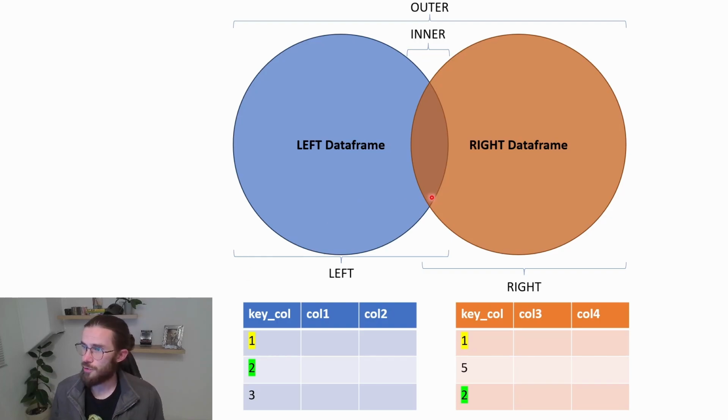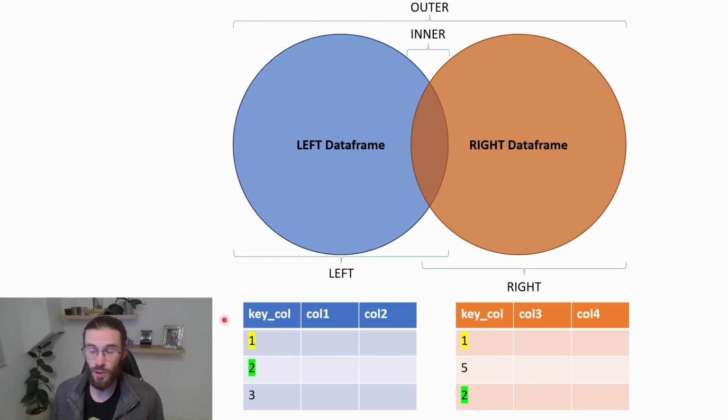As I was going through this picture, I mentioned the concept of keys, and this is how we determine what is or what is not a match in our two data frames. To show you this practically, at the bottom on the left hand side I have our left data frame, and on the right hand side our right data, and I have this column called key col in both of the data frames. Now, we determine matches by the values of our key column or key columns.